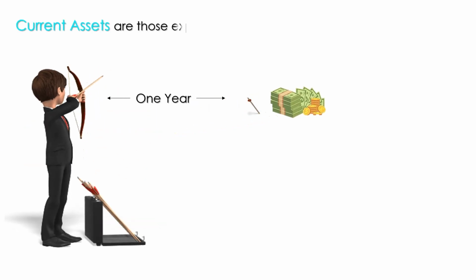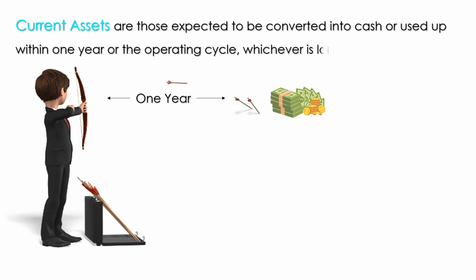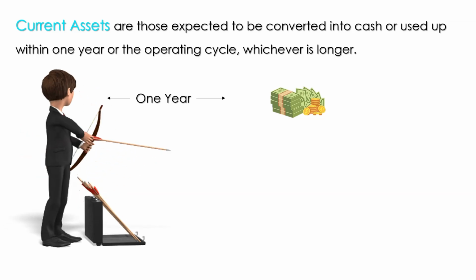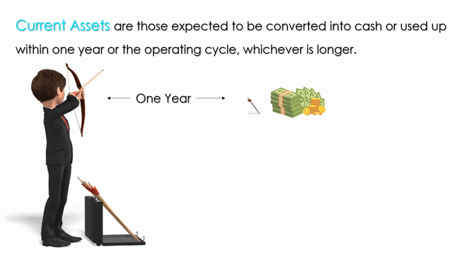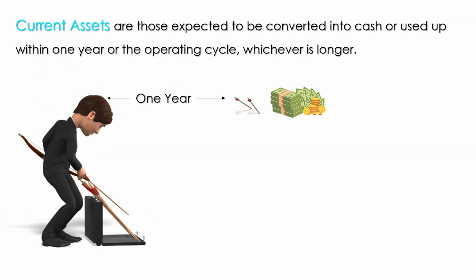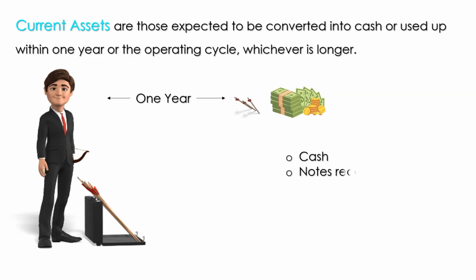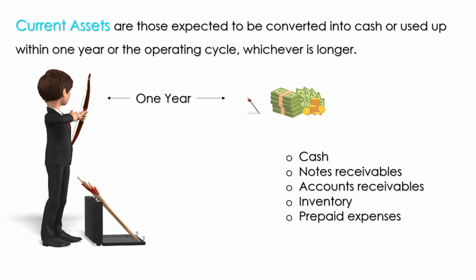Current assets, these are resources that a company expects to convert into cash or use up within 1 year or its operating cycle, whichever is longer. While they can vary depending on the business or industry, most companies classify them into these sub-accounts: cash, notes receivable, accounts receivable, inventory, and prepaid expenses.